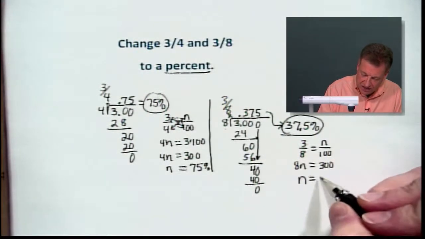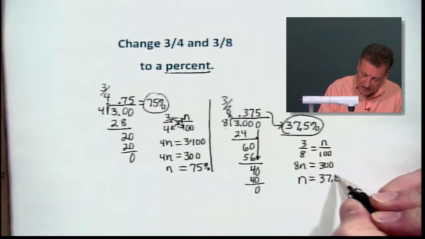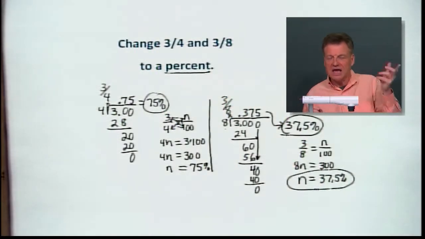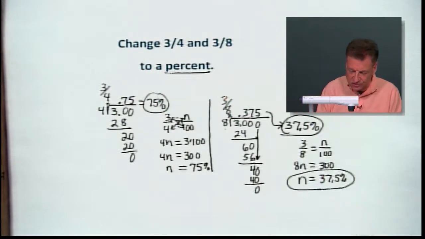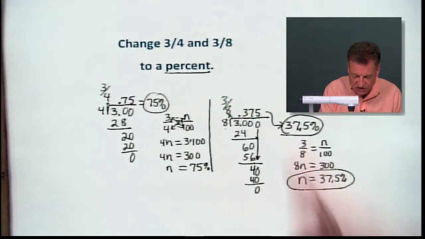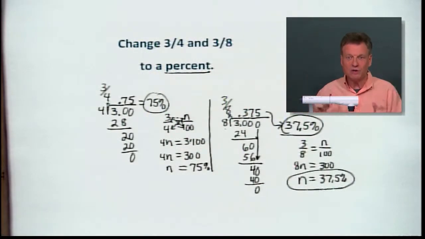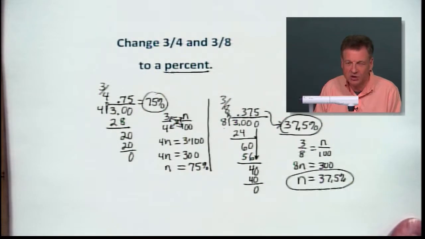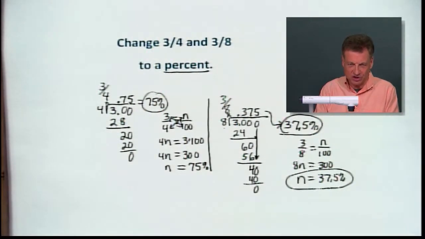So our n is going to equal 37.5%. And that's where we come up with the difference, all right? It's the same answer, same solution, just 2 ways to derive it, 2 ways to find that changing from the fraction to the percent. You pick which one you like best. I think they're both equally efficient and equally good ways to go, all right?